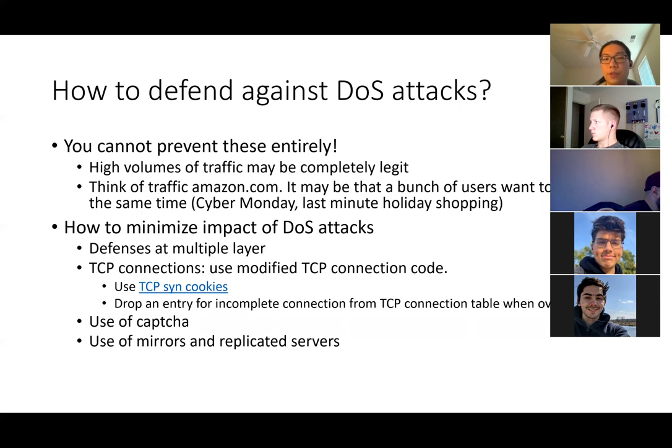Mirrors and replicated servers. This is where you have identical servers that increase the size of your pool, so you can serve more clients. What are some of the downsides with using mirror and replicated servers? Couldn't I theoretically just use 50 million of them? Don't you have to worry about consistency from server to server?